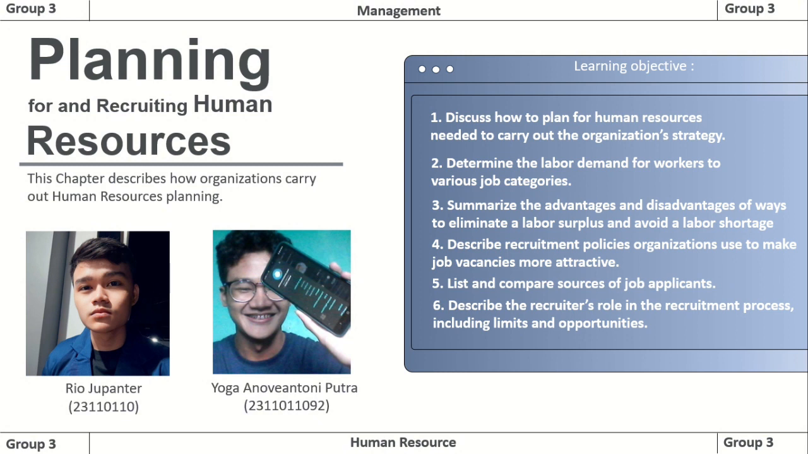3. Summarize the advantages and disadvantages of ways to eliminate a labor surplus and avoid a labor shortage. 4. Describe recruitment policies organizations use to make job vacancies more attractive. 5. List and compare sources of job applicants. 6. Describe the recruiter's role in the recruitment process, including limits and opportunities.